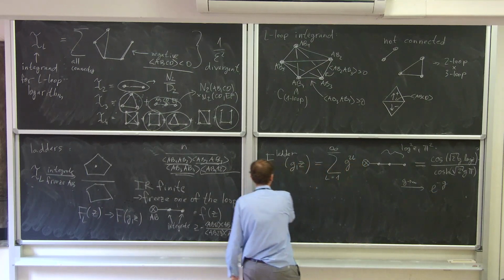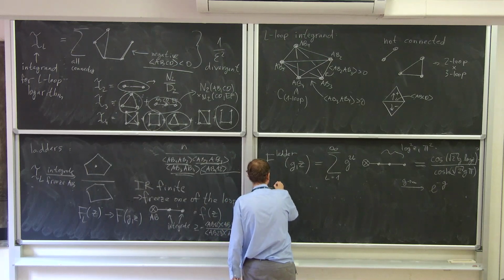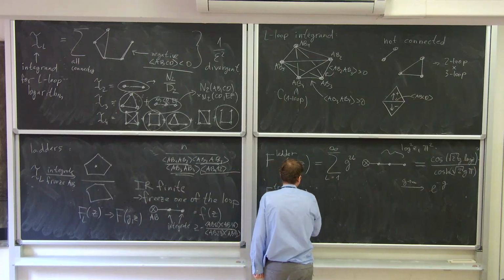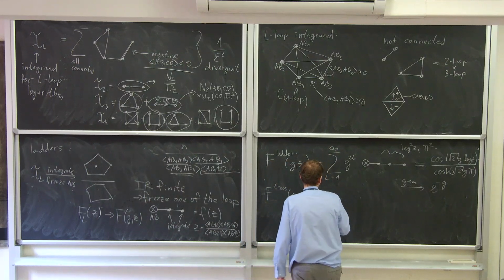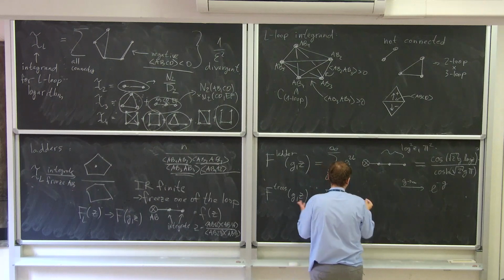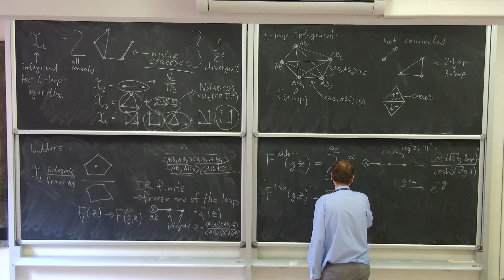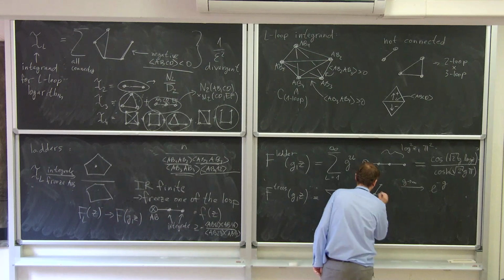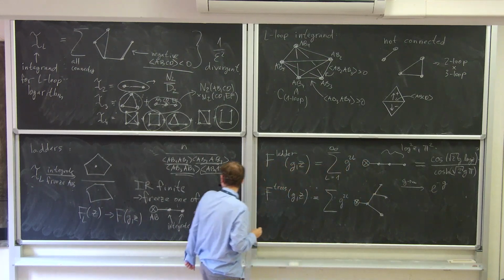But now we can resum one more thing. We can resum all the trees. Now the individual trees are more complicated, but the whole sum also satisfies some differential equation. So these objects are all of the tree diagrams from our expansion.